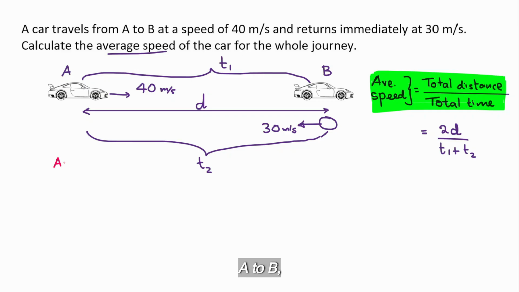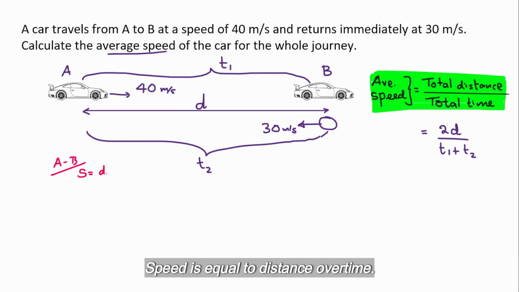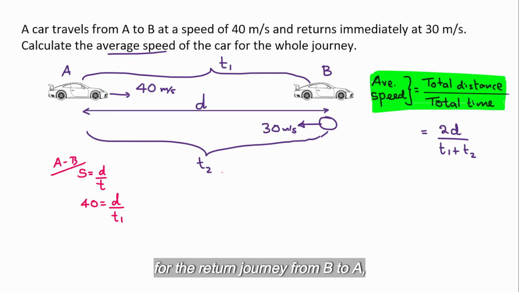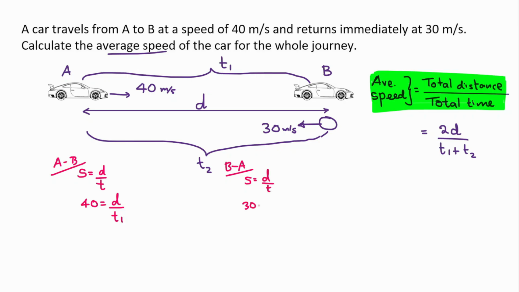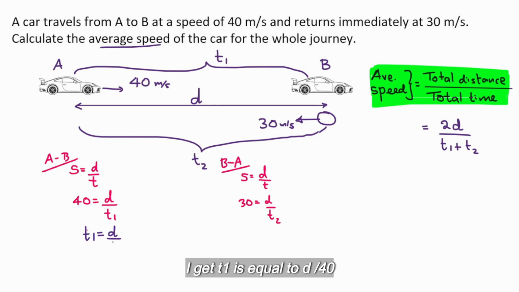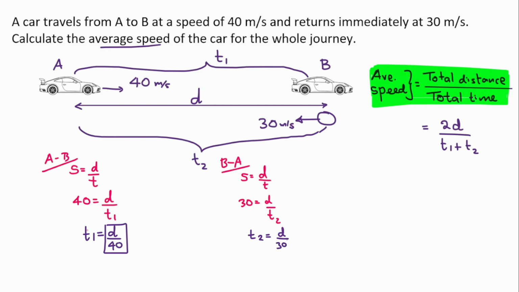When you go from A to B, we can write the formula: speed is equal to distance over time. So 40 is equal to d over T1. Now for the return journey from B to A, speed is equal to distance over time. Now 30 is equal to d over T2. To simplify this, I'm going to make T1 the subject from the first one. So I get T1 is equal to d over 40. And then I'm going to make T2 the subject from the second one. So T2 is equal to d over 30.